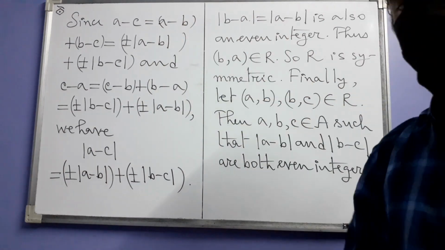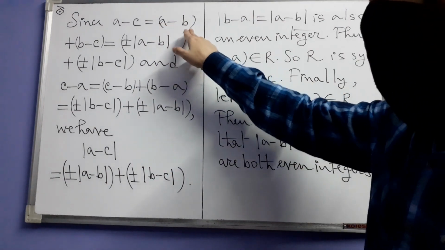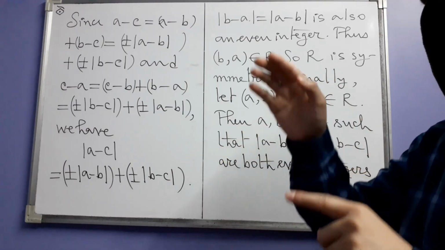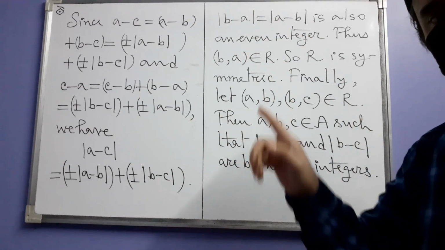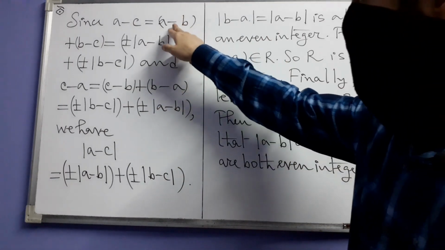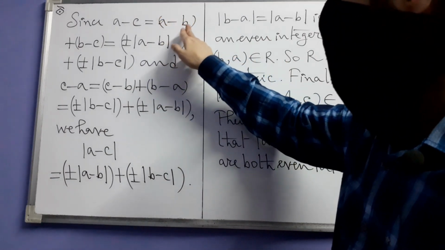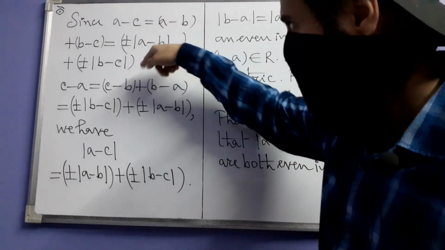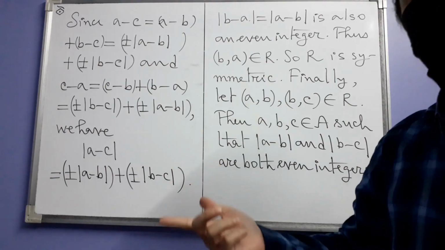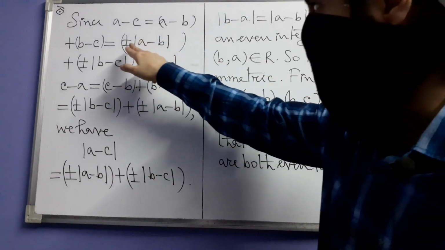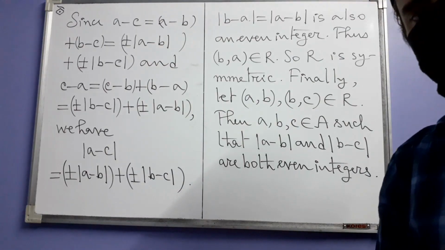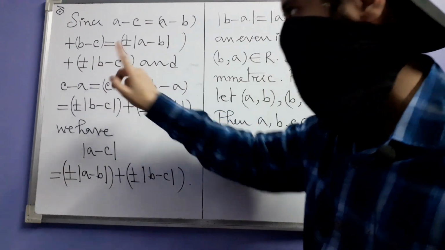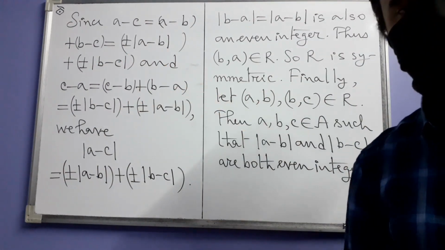But we do not have b minus a here. We have a minus b. So if mod a minus b is equal to b minus a, that means minus mod a minus b will be equal to a minus b. So we see that depending on which one is greater, which one is smaller, this is equal to either mod a minus b or minus mod a minus b. That's why we can write plus or minus. Similarly, in place of b minus c, we can write plus or minus mod b minus c.